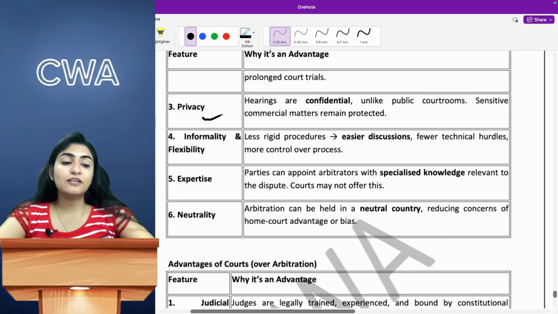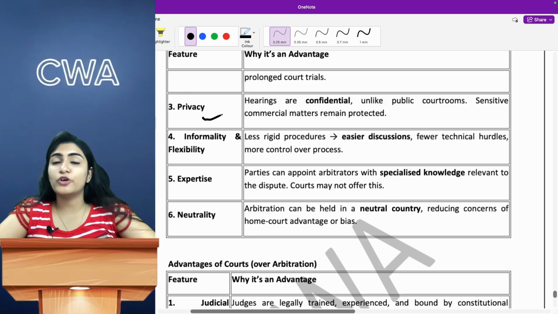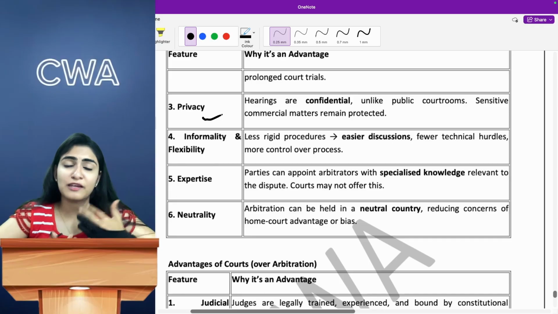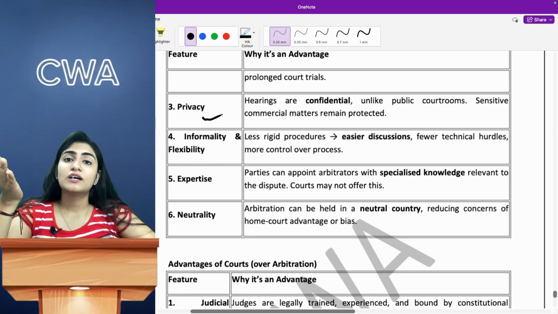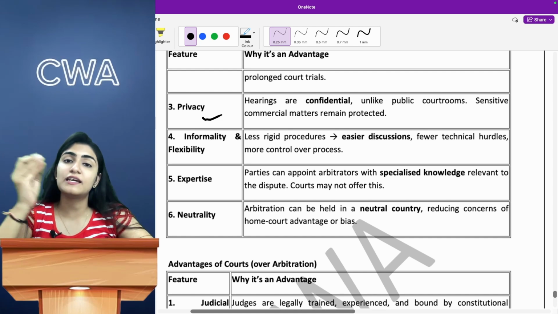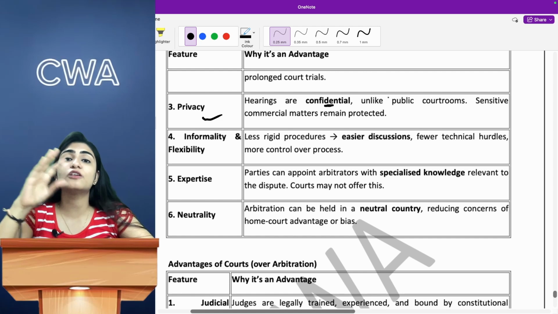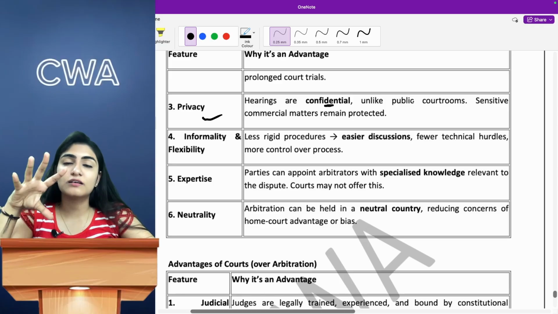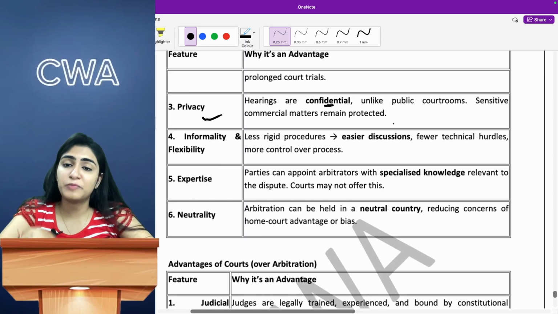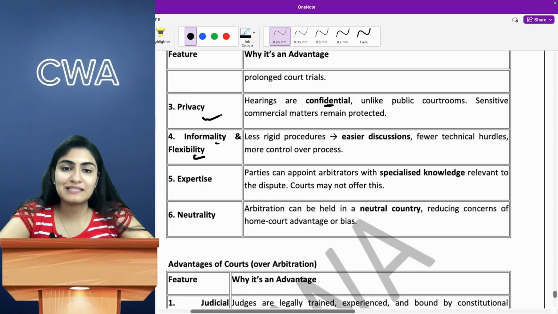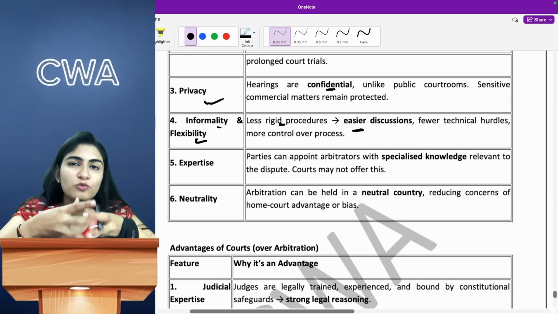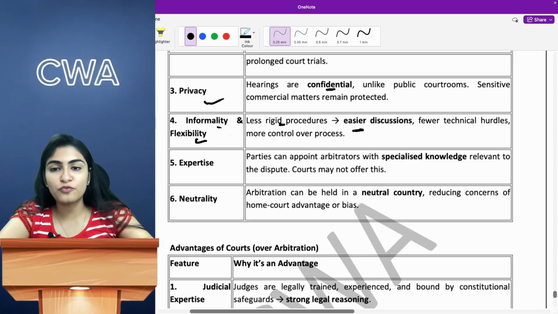It has privacy. Usually if you're going to court, all your disputes are held in court, and any person, let's say if I'm a person, I can go and sit in court and listen to the case that is happening. There are no restrictions, but that also means there is no privacy. Here there is privacy, there is confidentiality; only the arbitrators and you, all the topic and all the dispute stays between only these people. It is informal and more flexible, less rigid, easy discussion. There are not so many courtroom rules and regulations that you're supposed to follow.